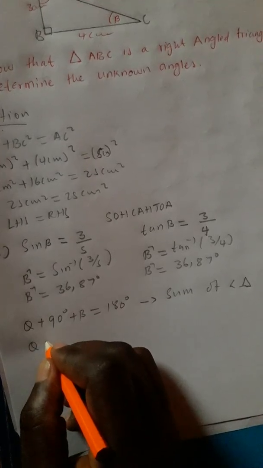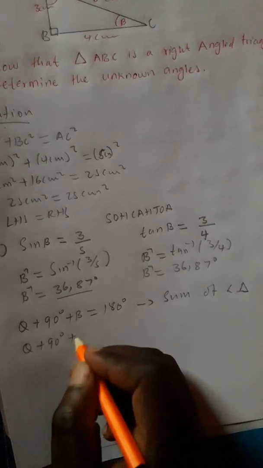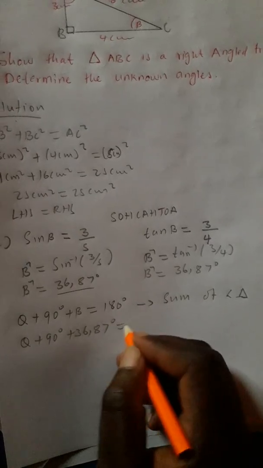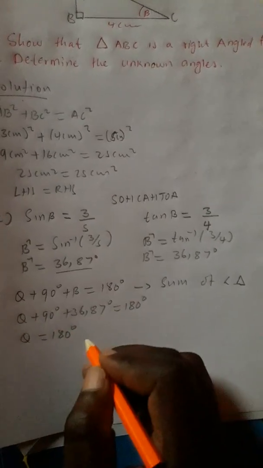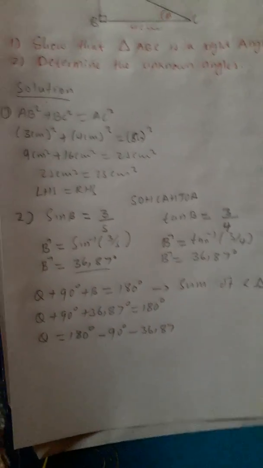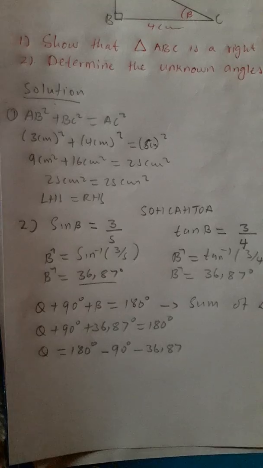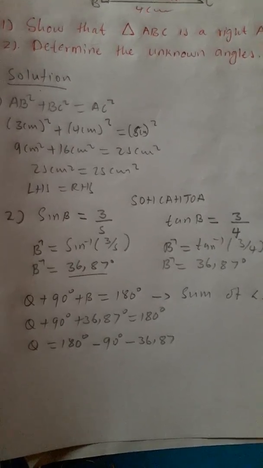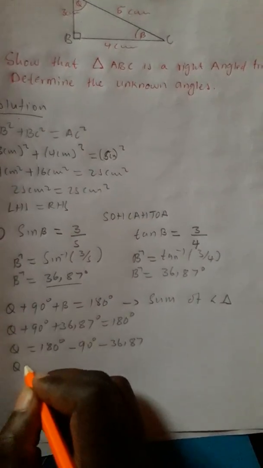So now theta plus 90 degrees plus beta, we found that beta is 36.87 degrees, which is equal to 180 degrees. So now theta will be equal to 180 degrees minus 90 degrees minus 36.87 degrees. So 180 minus 90 degrees will be equal to 90, minus 36.87, which will be equal to 53.13.